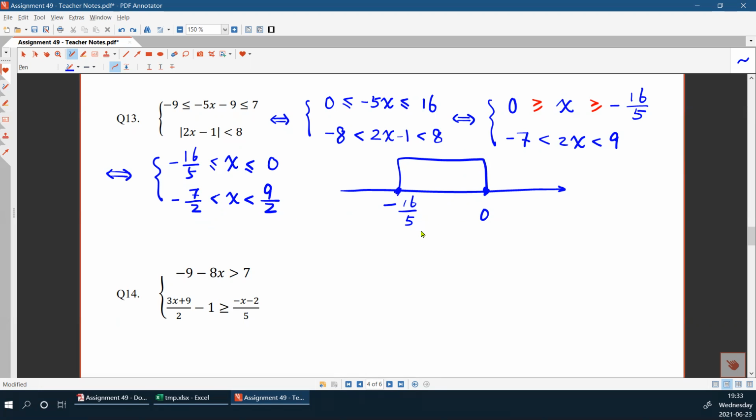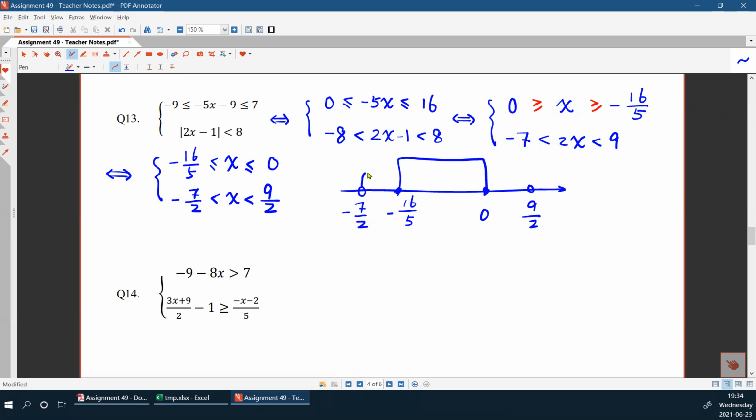So minus 16 over 5 is about minus 3.2, right? And minus 7 over 2 is minus 3.5. So this number is smaller than the established smaller number. So minus 7 over 2 should be somewhere here, right? This is the smallest number of the four numbers. And we have another boundary, which is 9 over 2. 9 over 2 is, of course, greater than 0, so it should be somewhere here, right? Okay, so this is the relative position of the four numbers here.